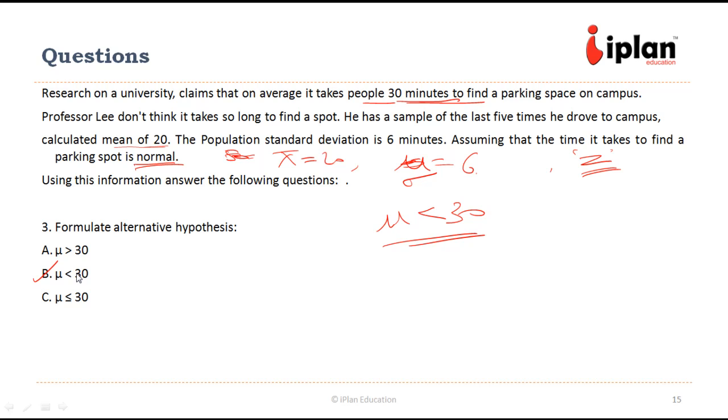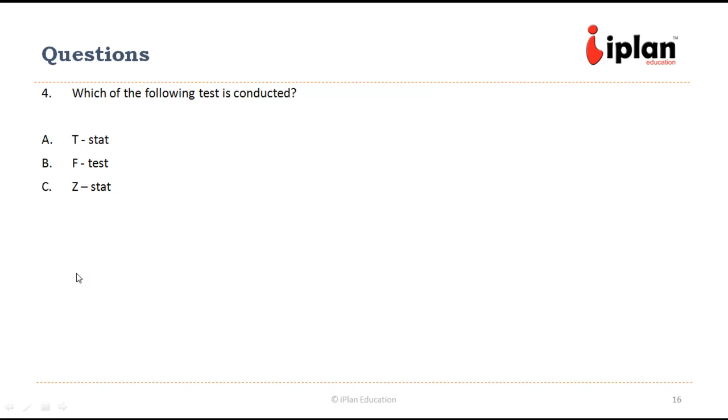Let us look at the next question based on the same information. Which of the following test is conducted? We have already seen that sigma, which is the population standard deviation, is given. So automatically we conduct z-test. And since the normal distribution is given, we do not need to worry about the sample size. C is the right option. Let us look at the next question.